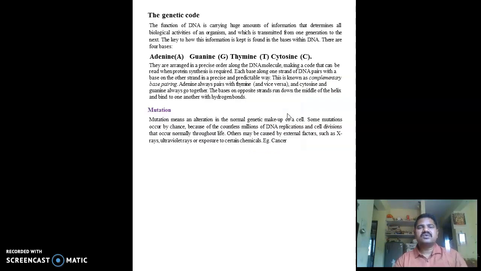Now comes the genetic code. The function of DNA is to carry a huge amount of information that determines all biological activities of an organism and which is transmitted from one generation to the next. So the key to how this information is kept is found in the bases within DNA. These four bases are adenine, guanine, thymine and cytosine. So the information is coded in the DNA, and these four bases are responsible for preserving the information, which is transmitted from generation to generation, and they are arranged in a sequence.